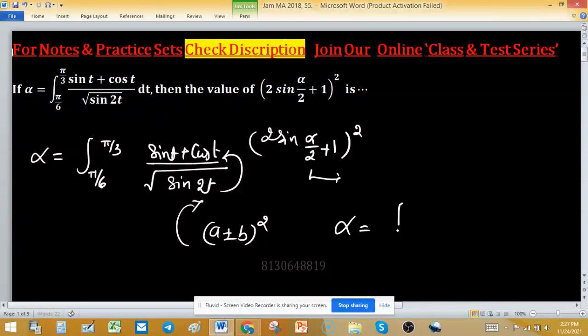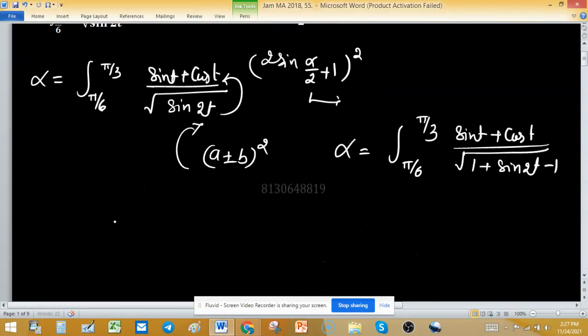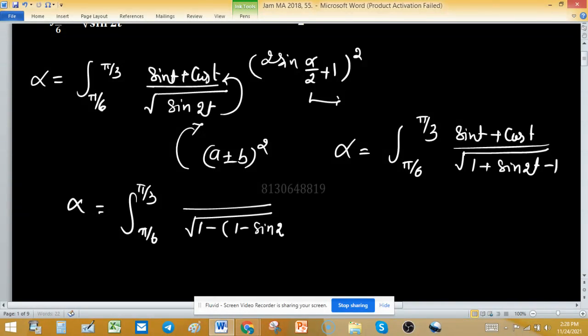So this alpha can be written as the integral from pi/6 to pi/3, where the numerator is sin t plus cos t, and in the denominator 1 is subtracted and 1 is added. So 1 plus sin 2t minus 1, and this denominator I can write in this format, minus the integral from pi/6 to pi/3, with the numerator the same, and the denominator 1 minus 1 minus sin 2t, and we use the trigonometric identity for 1 and sin 2t.